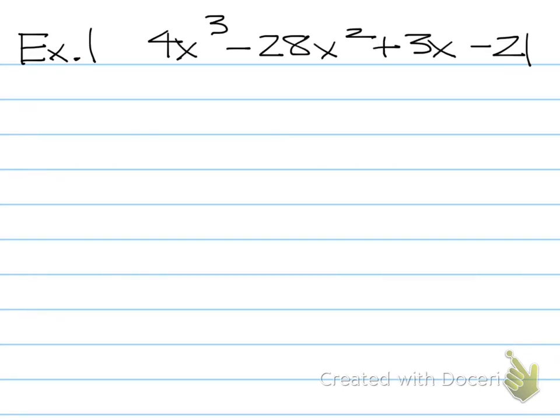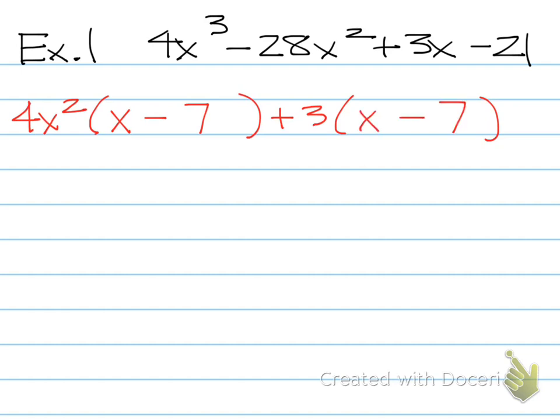All right, first example, we've got 4 terms, so we want to factor this by grouping. We can factor out a 4x squared from both of those first 2 terms, leaving us with x minus 7. Then we can factor out a 3 from those last 2 terms, leaving us with x minus 7. Now we have 2 terms with a GCF of x minus 7, so we can factor out the x minus 7 from the 2 terms, leaving us with 4x squared plus 3.